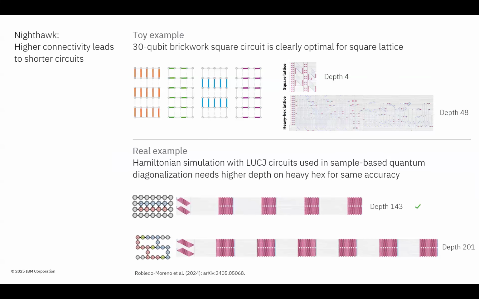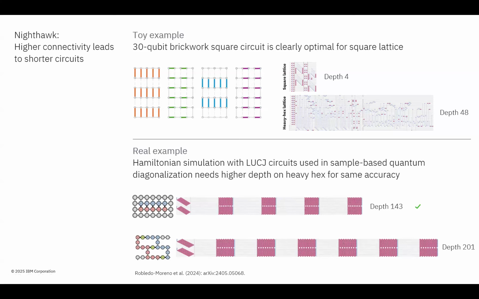How will this system and those tunable couplers change the length of the code? Here are some examples of the depth. This is the heavy hexagon lattice system, and you can see this is a depth of 48. And on the square lattice system, we will have a depth of 4. This is a toy example, just playing with the depth of the circuit and the connections. But if we run some kind of Hamiltonian simulation, this is one of the examples which was done in 2024. You can see the decrease of the depth of the overall circuits.